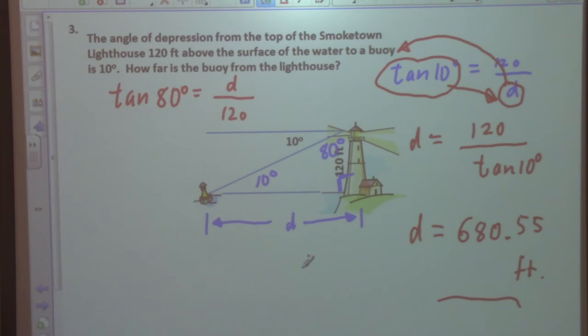Now, what this does is it gets us into a definition of tangent and cotangent. Do you notice that the tangent of this angle is the cotangent of 10? Do you notice that? Okay, let's talk about what that is.